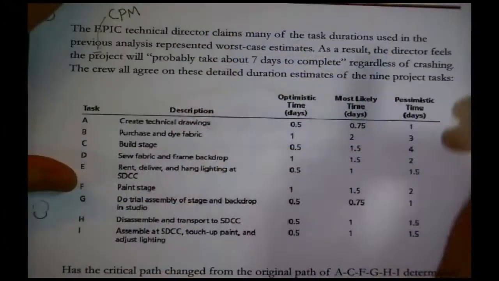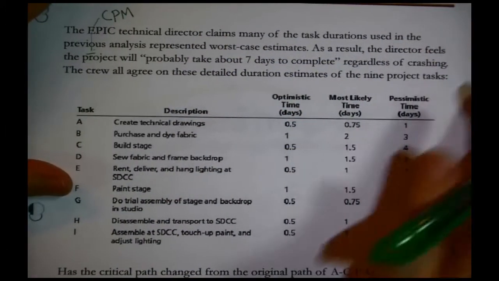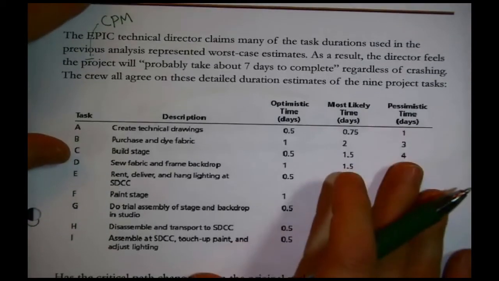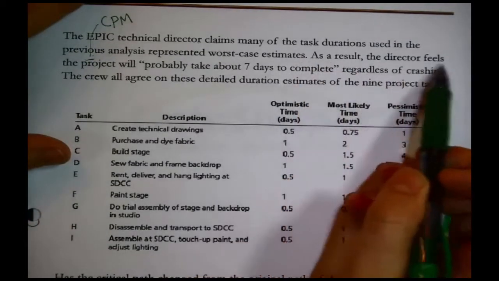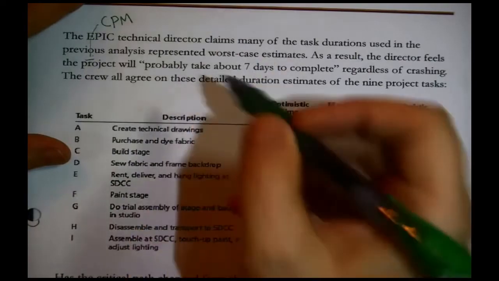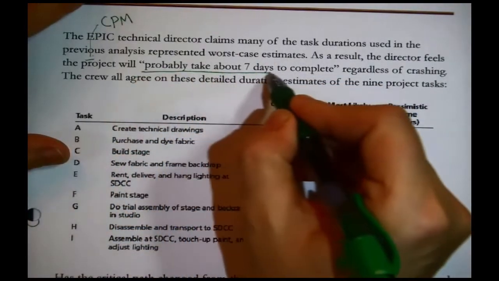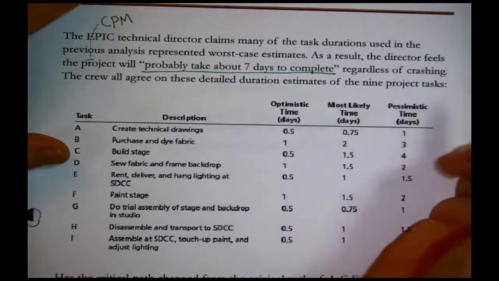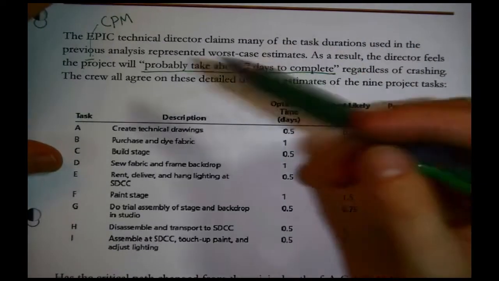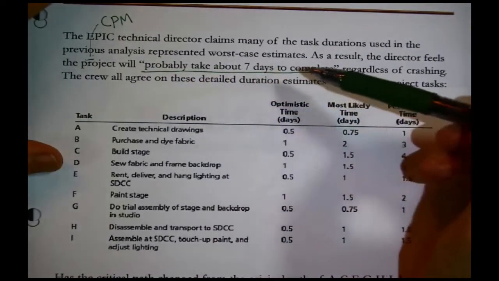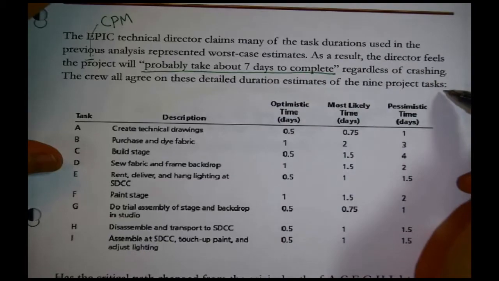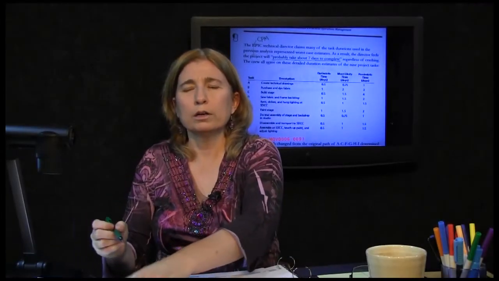So look what happens. As a result, the director feels the previous analysis represented worst case estimates. As a result, the director feels the project will probably take about 7 days to complete. Now this is an interesting statement, regardless of crashing. The crew all agrees on these detailed duration estimates of the 9 project tasks. You go, huh? What? No, wait.